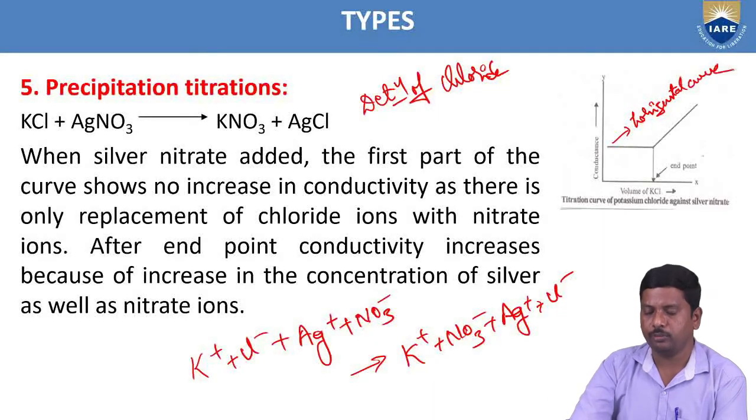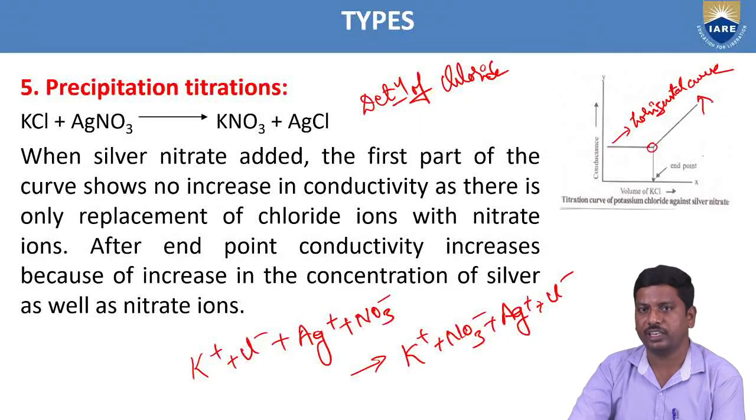But after the end point, because of the strong electrolytes potassium nitrate and silver chloride, again the dissociation constant is very high and the conductivity will gradually increase after the end point. That means initially, when the silver nitrate is added, the first part of the curve shows no increase in the conductivity, as there is only replacement of the chloride ions with nitrate ions.